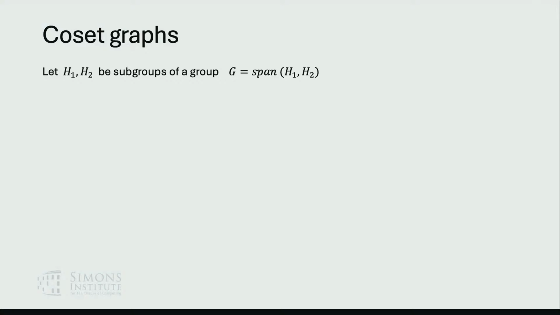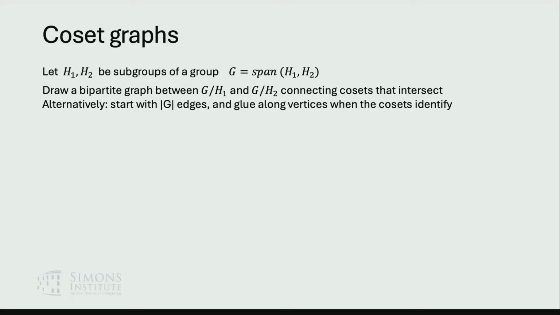Suppose you have two subgroups, H1 and H2, and you look at the span of the two of them together. A coset graph is a bipartite graph between the cosets of H1 and the cosets of H2, where you connect two cosets if they intersect.